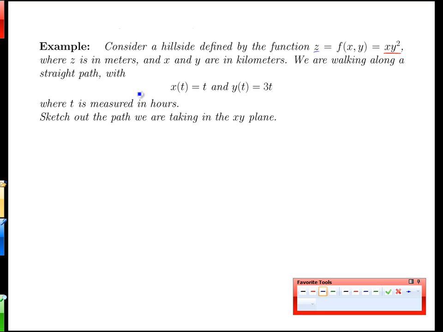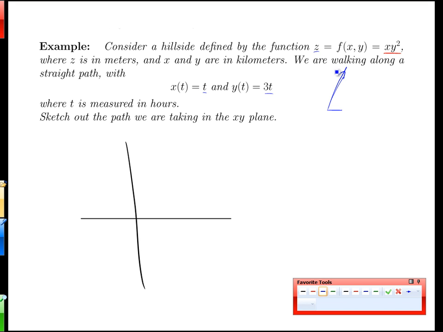We're going to walk along a straight path over time. How is that a straight path? Well, every time we take a step in x, we take 3 steps in y, and that leads to a straight line path eastwards and more northwards. In fact, we can sketch that out.